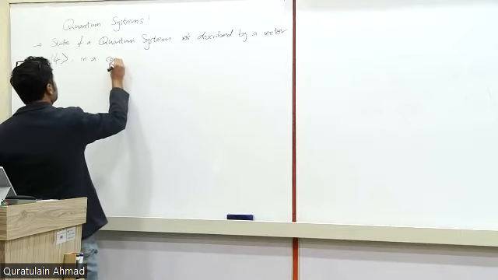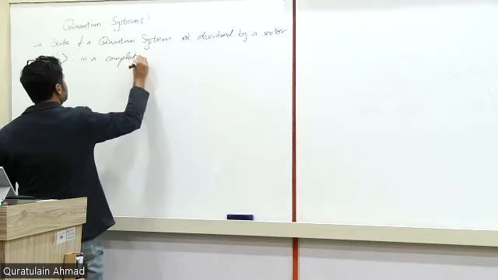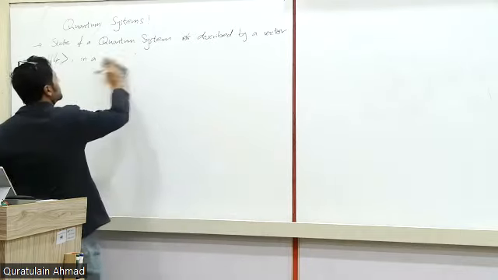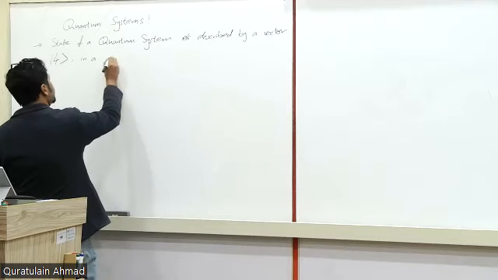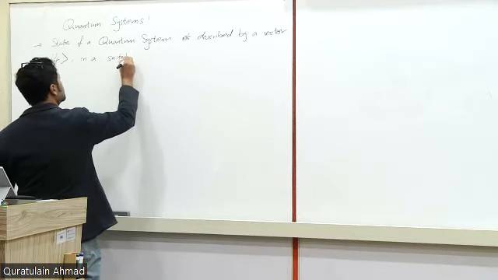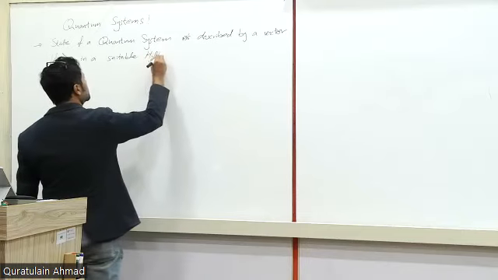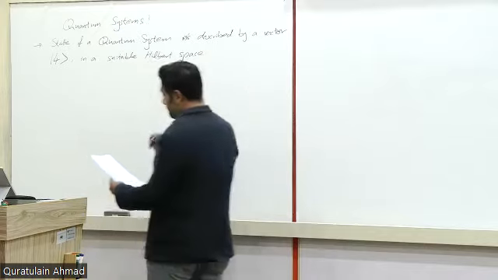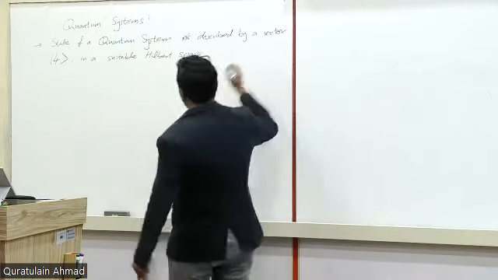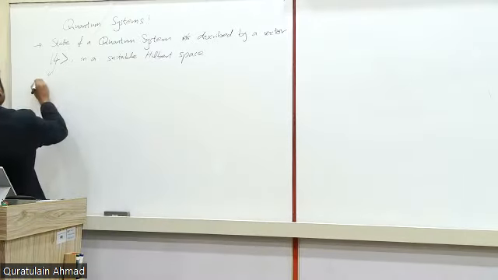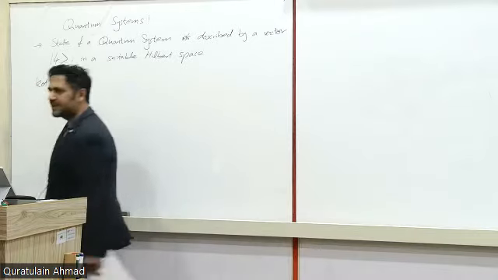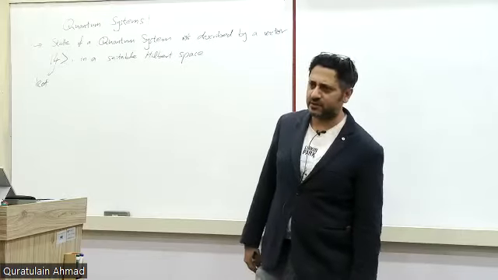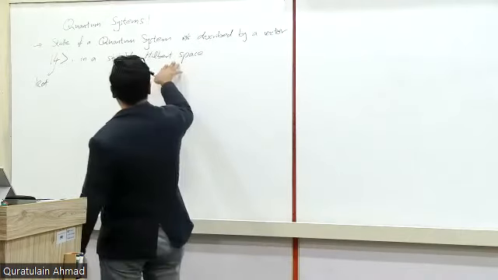In a complete, well, I should say, in a suitable Hilbert space, and this vector is called a ket. So this space is called the space of kets. One vector, instead of calling it a vector, you can call it a ket, in a suitable Hilbert space.